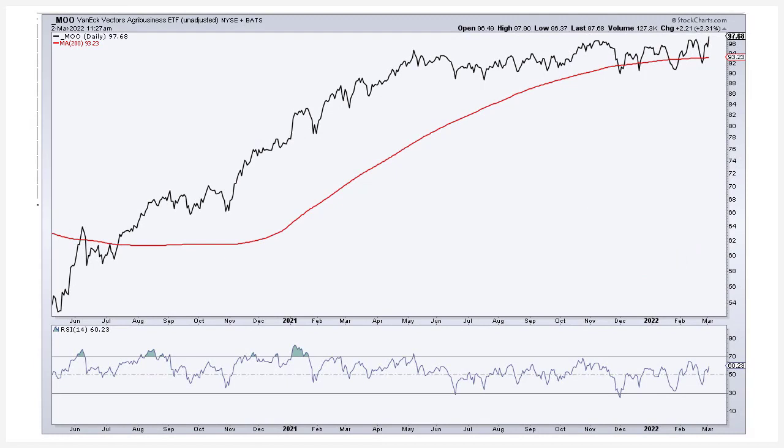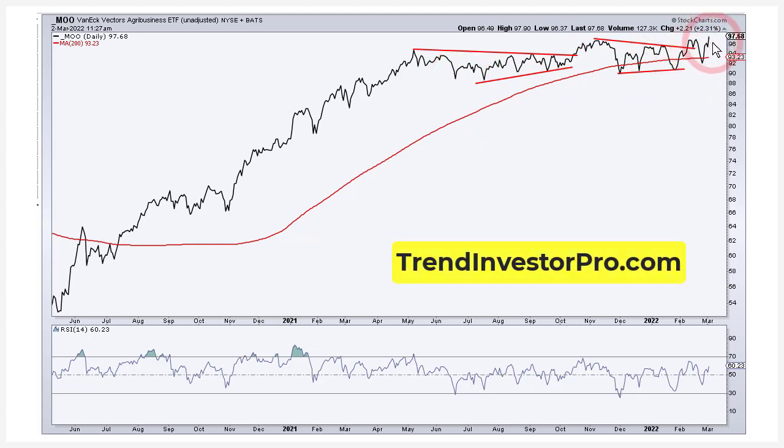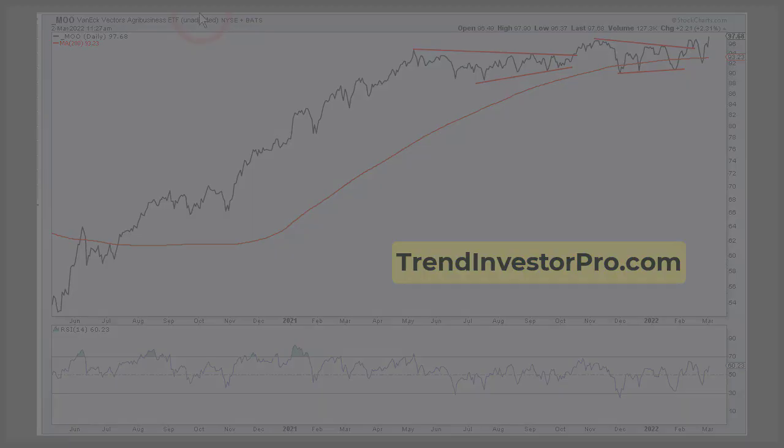And real quick, I just want to highlight the agribusiness ETF, MOO, and it is breaking out to a new high. It had a false breakout like everything else in October, but it fell back into its consolidation, held these lows here, and is breaking out to a new high today. So if you're hitting a new high and you're above the 200-day, you're leading and you're in an uptrend.